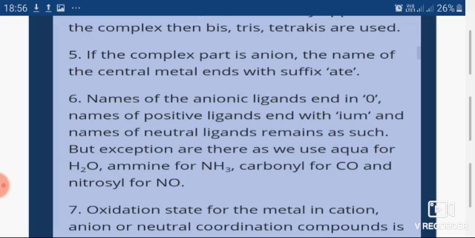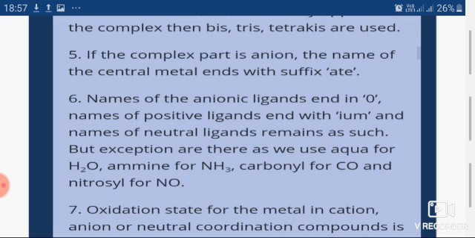As you have to just put the names of neutral ligands as it is. But there are some exceptions to the neutral ligands. For example, if the ligand is water, at that time we say it as aqua.